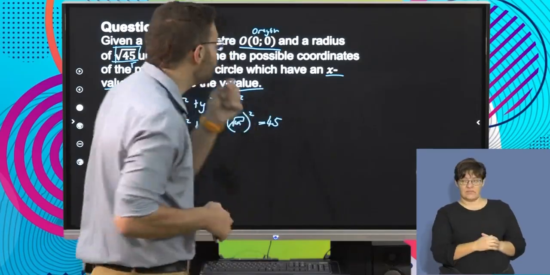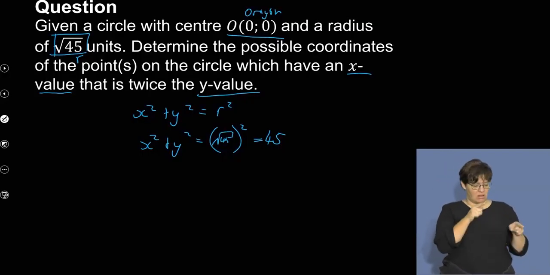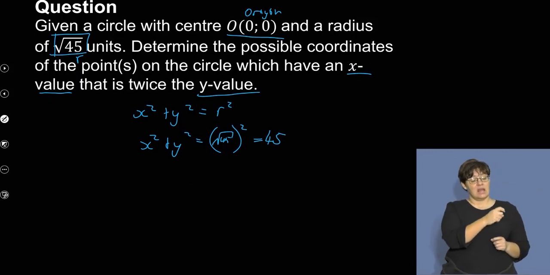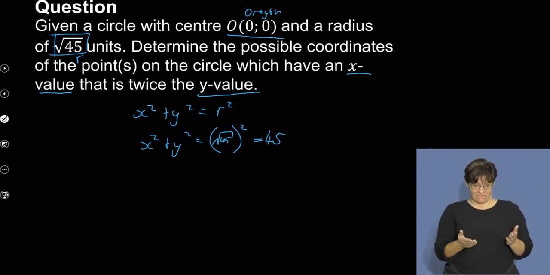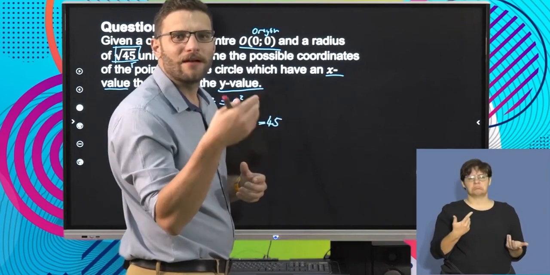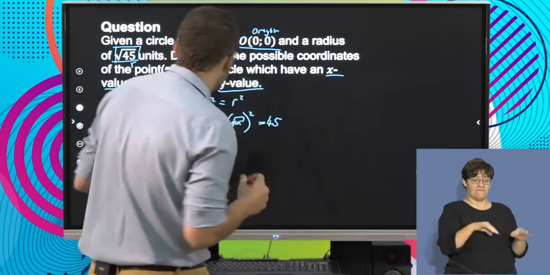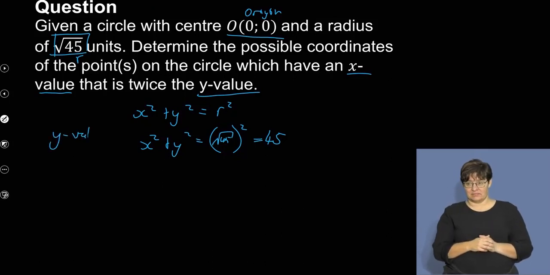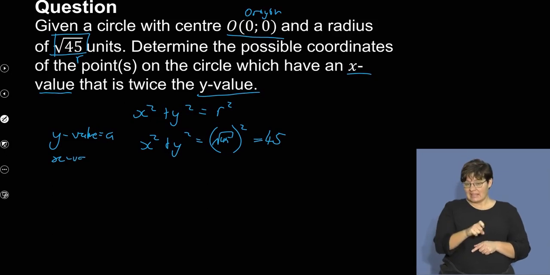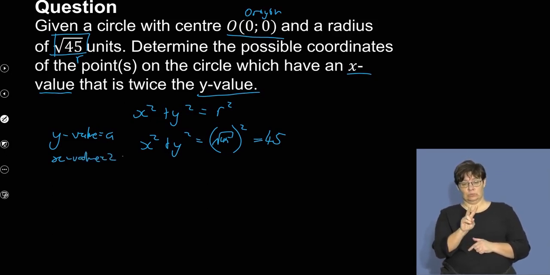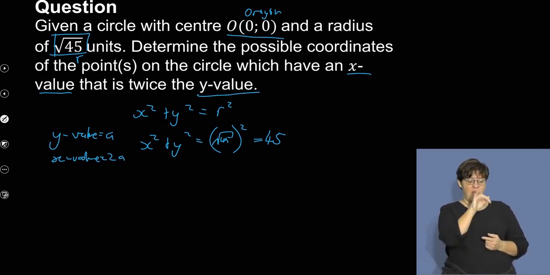So let's read the question. It says, determine the possible coordinates of the points on the circle which have an x value that is twice that of the y value. So I don't know what the x value is or what the y value is, but let's name the y value a. So let's say the y value is equal to a. They've told us that the x value is twice that of the y value, and so the x value is going to be 2a. So if the y value is a, the x value is going to be 2a.